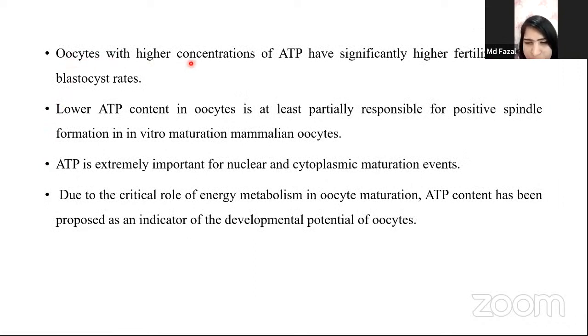So oocytes with higher concentration of ATP have better blastocyst rates. Those with lower ATP have fewer positive spindles and less IVF formation. All these have decreased with lower ATP, and ATP is extremely important for nuclear and cytoplasmic maturation, right? Due to this critical role in oocyte maturation, ATP content has been proposed as an indicator of developmental potential. Next slide, please.